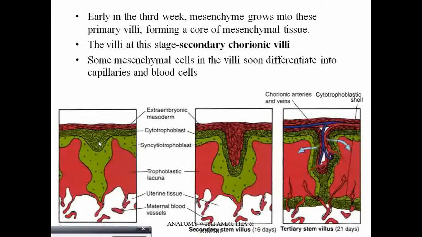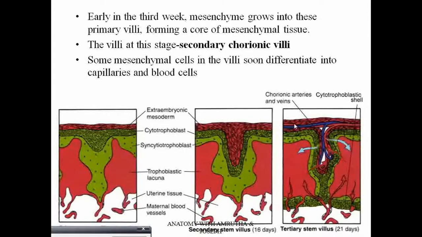So primary villi we already saw. Now the extra embryonic mesoderm, which is called mesenchyme, grows into this projection. This projection is formed by the cytotrophoblast, and at this stage, when the mesenchyme grows into it, it is called secondary chorionic villi. And in the mesoderm, usually the blood vessels develop. Okay, so that's what you're going to see.